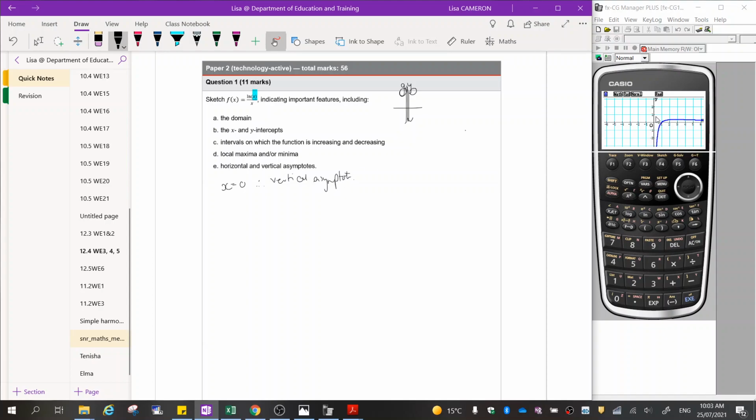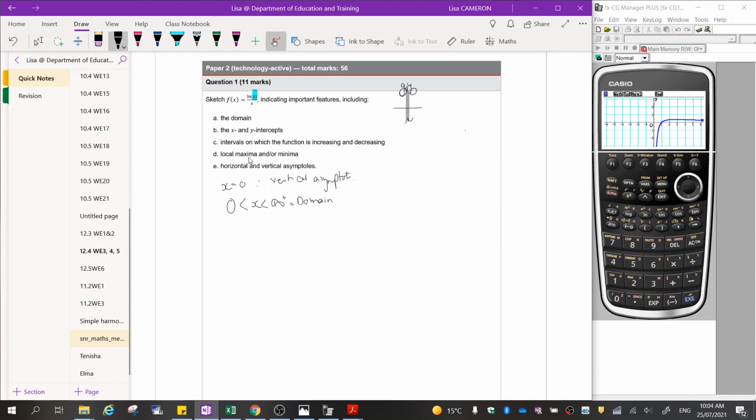Now, looking at this graph, I can see that if that's the asymptote running along there, this value is going to get close to but never touch it. So then I can start talking about the domain as x from 0 all the way up to infinity, not touching it though. So that's the domain.